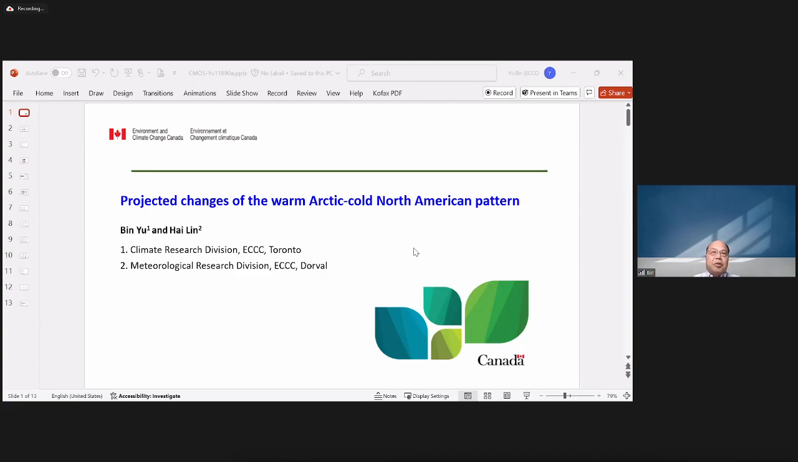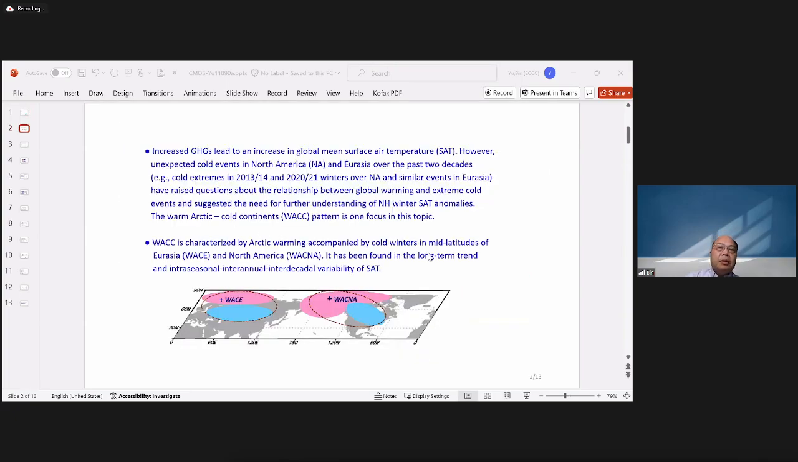This is a study on projected future changes of the warm Arctic, cold North American pattern, in collaboration with Haiyan. We know that increased greenhouse gases lead to an increase in global mean surface temperature. However, unexpected cold events in North America and also in Eurasia over the past two decades have raised questions about the connection between global warming and extreme cold events, and suggested the need to further understand Northern Hemisphere winter surface air temperature anomalies. So the warm Arctic cold continents pattern, or WACC for short, is one focus in this topic.